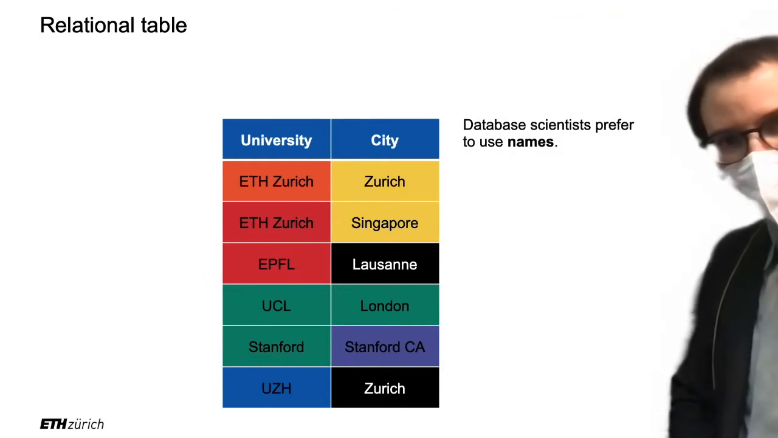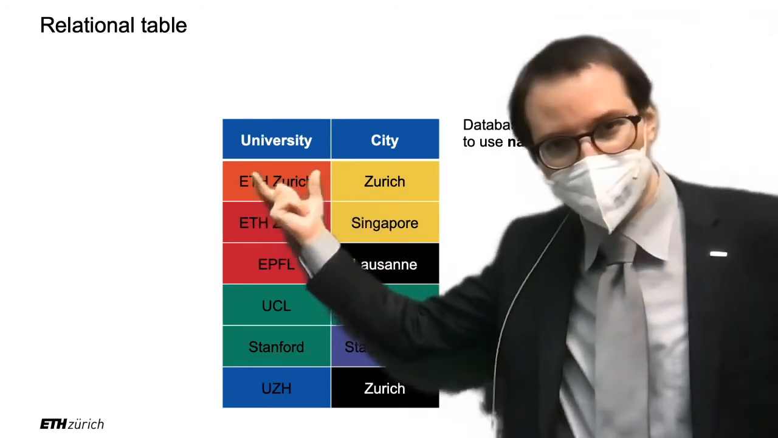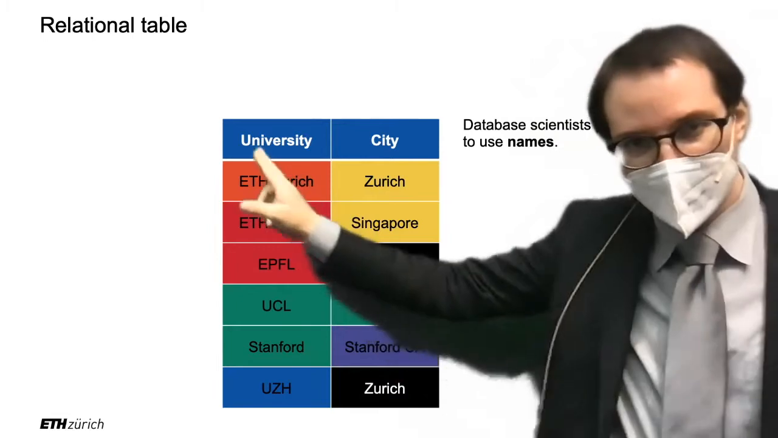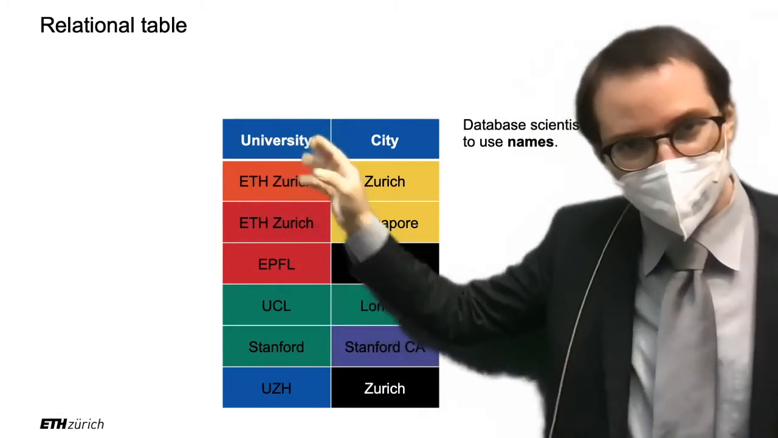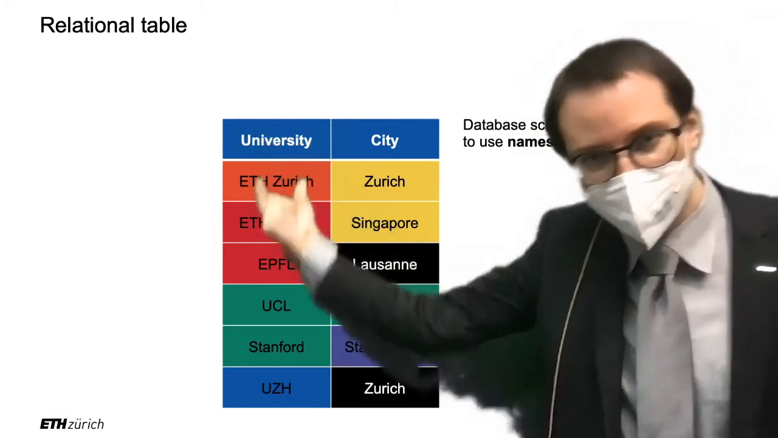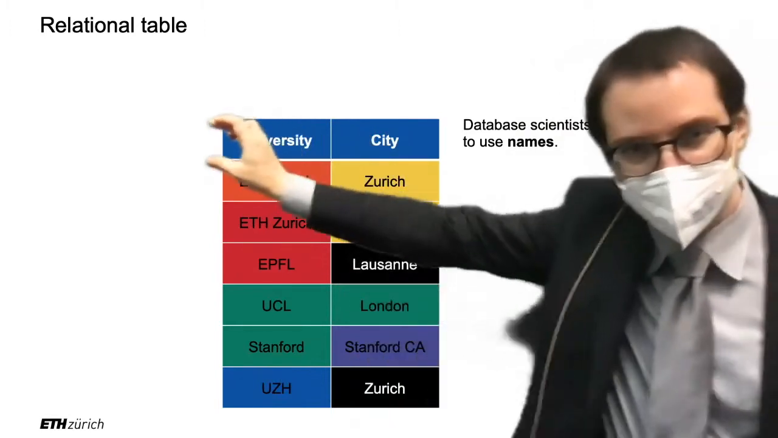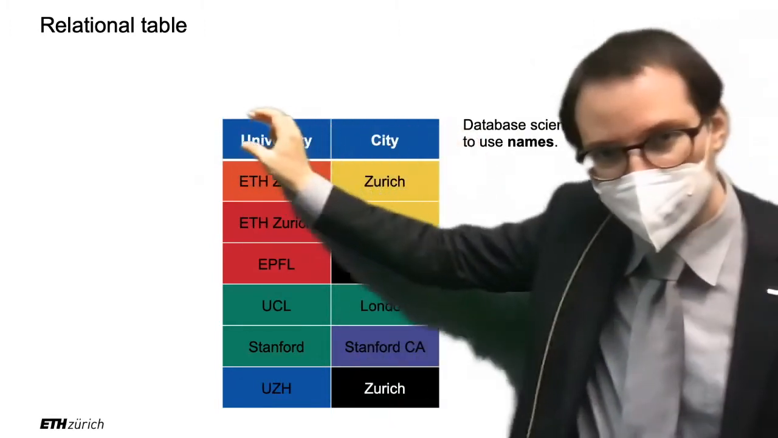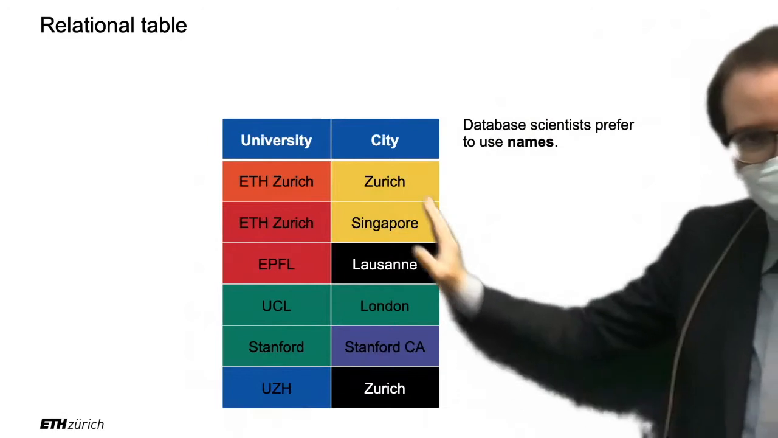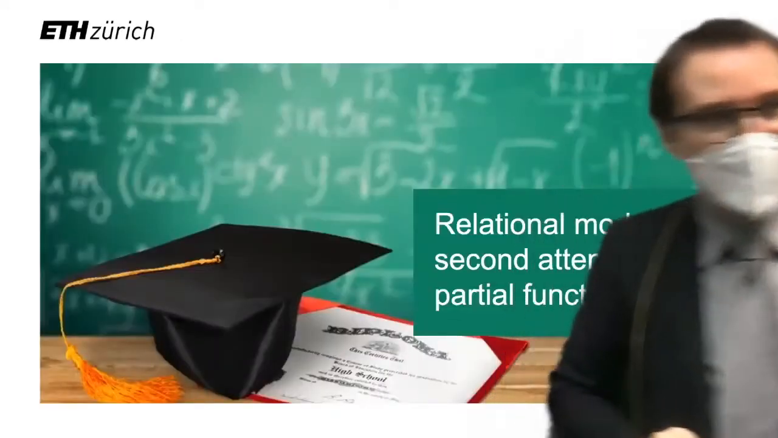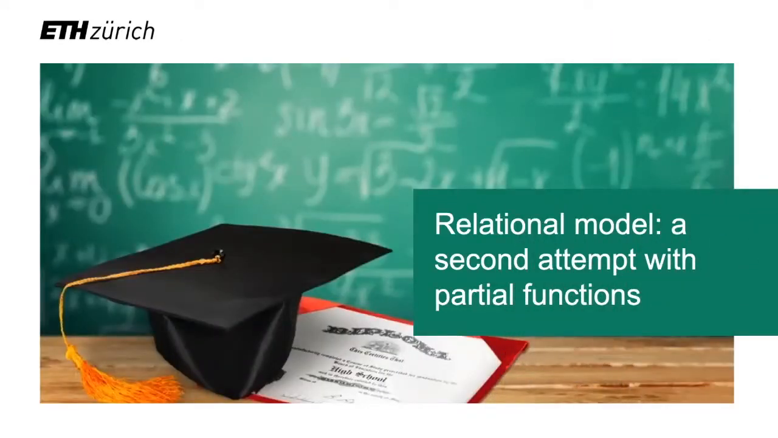All right, so here's again the example of universities and cities, but now I have proper headers. Instead of 1 and 2, I have university and city here. That's my header. These are the names of my attributes, and this is the data. For this reason, I will give you a second definition, an alternate definition.